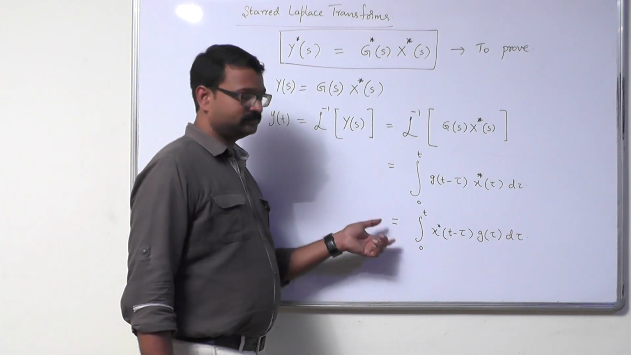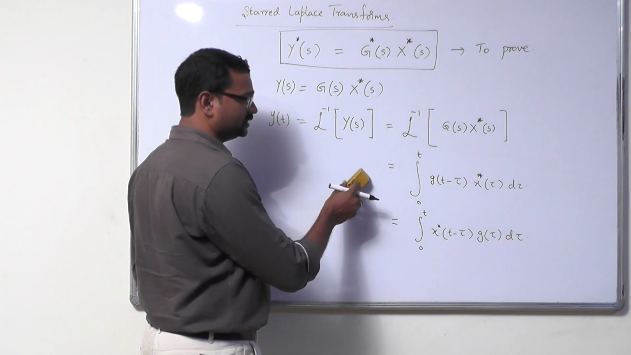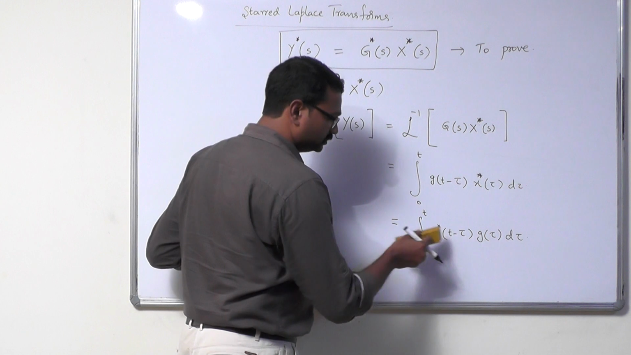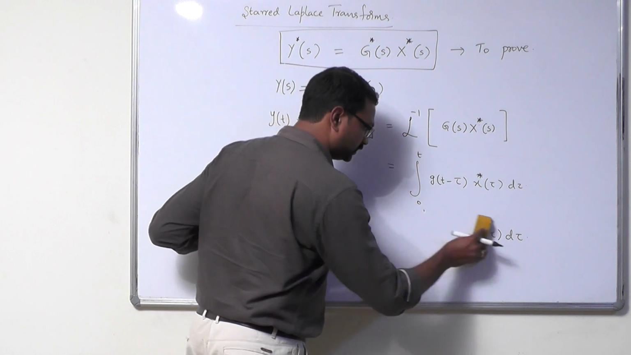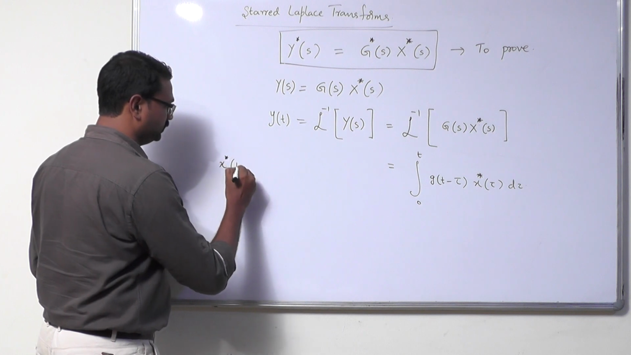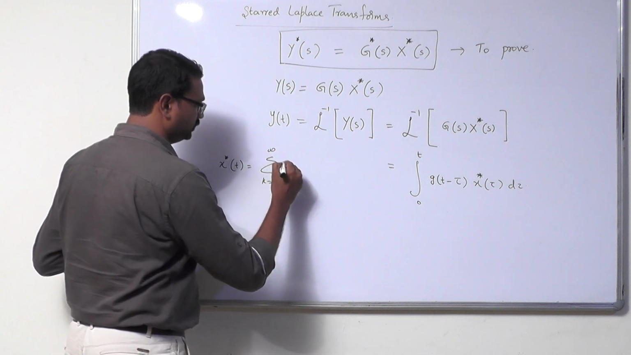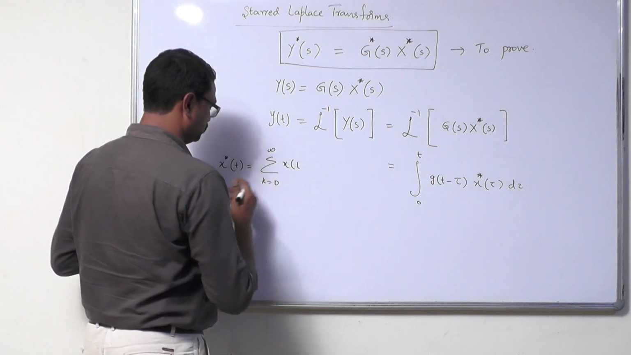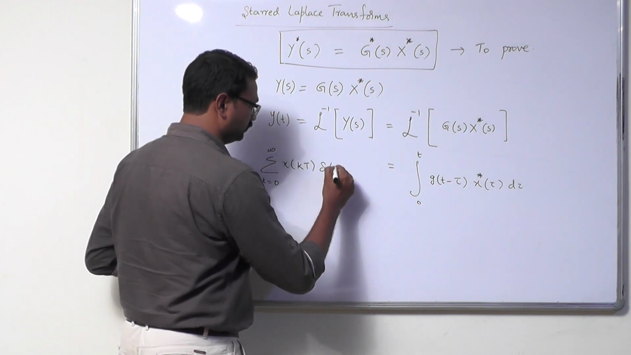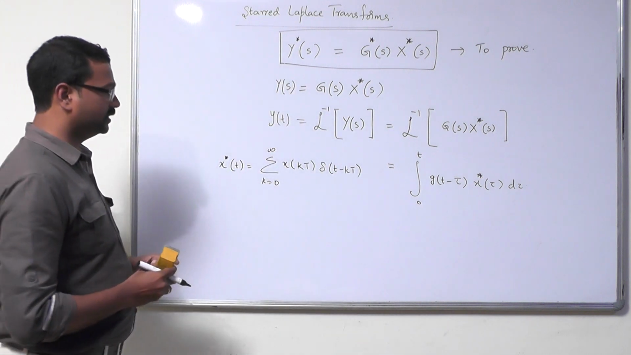Now we will consider the same thing here. We have two different equations. We can consider the integral of g of t minus tau x star of tau d tau, and this equation. For the time being, we already know that x star of t is nothing but sigma k equals 0 to infinity x of kt into del of t minus kt.